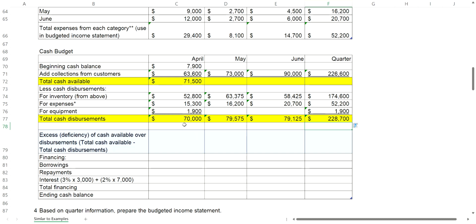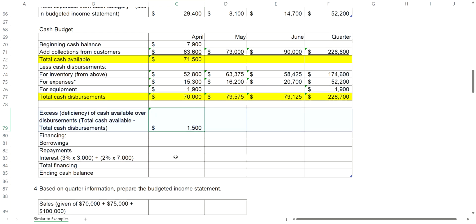Now I have purposely highlighted in yellow because the next step will be to take my cash that I have available in April, that's $71,500, and subtract my cash disbursements, which is $70,000. So I will take the difference, and I have $1,500 excess cash.